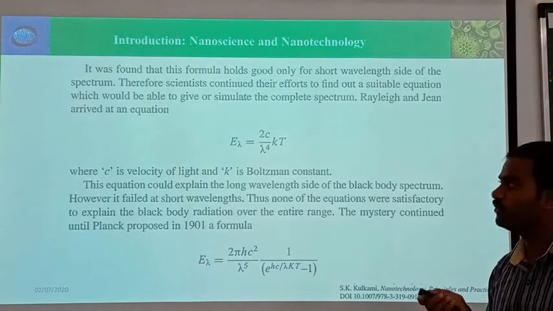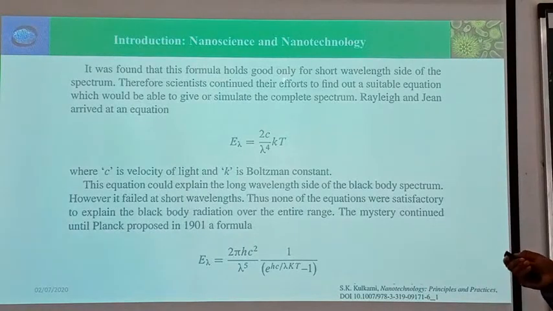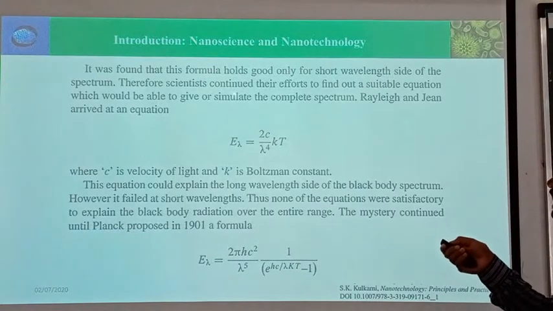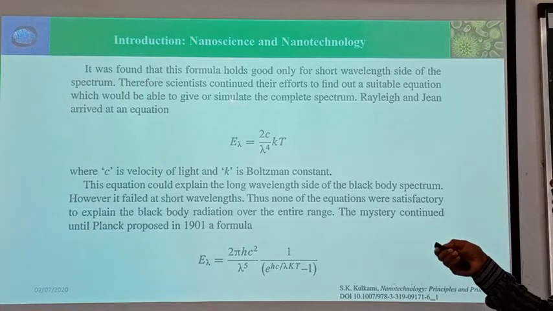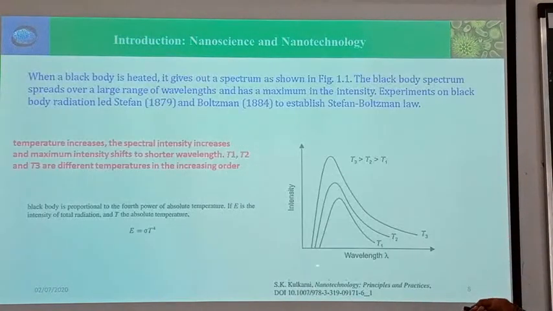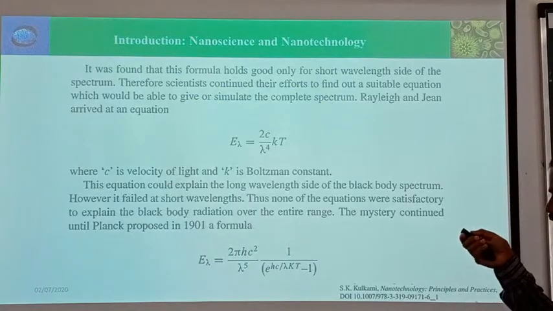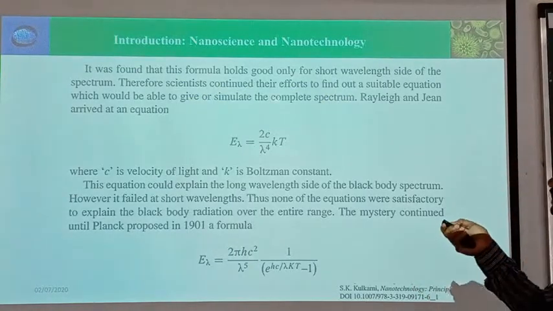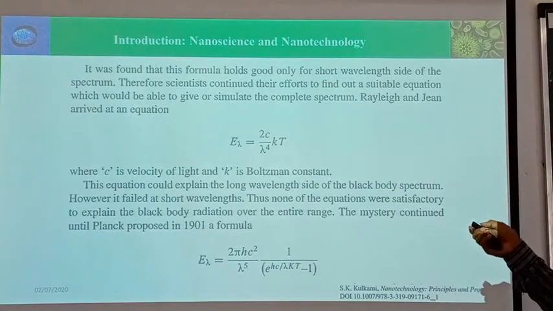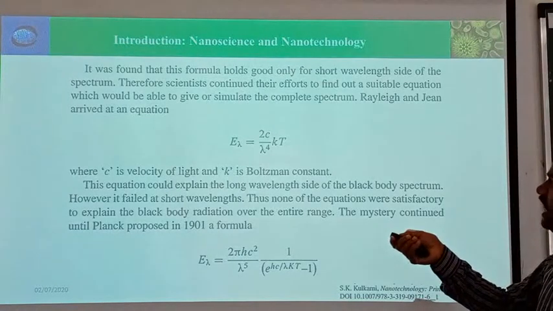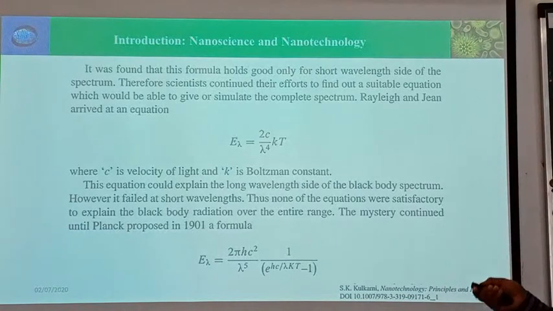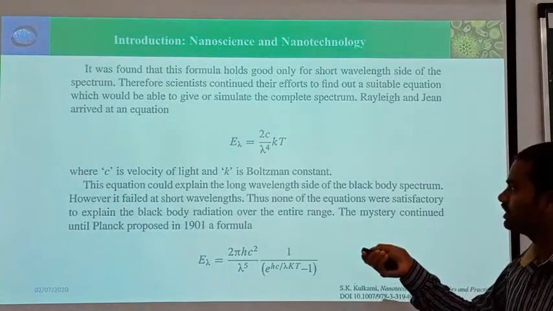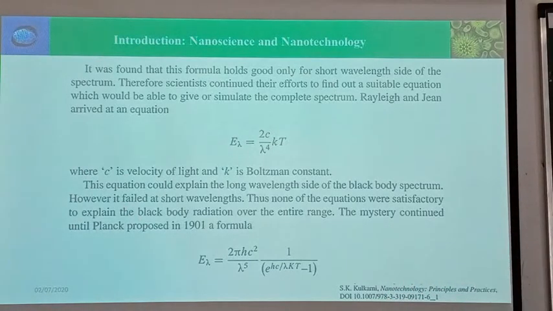Now why have we taken this equation? It is found that this formula holds good only for the short wavelength side of the spectrum. Therefore, the scientists continued their effort to find a suitable equation which would be able to simulate the complete spectrum. We have seen only a limited spectrum, but when you validate the equation, you have to consider the total complete spectrum. That's why Rayleigh and Jeans arrived at an equation E lambda is equal to 2c over lambda raised to 4 times kT, where c is the velocity of light and k is the Boltzmann constant.